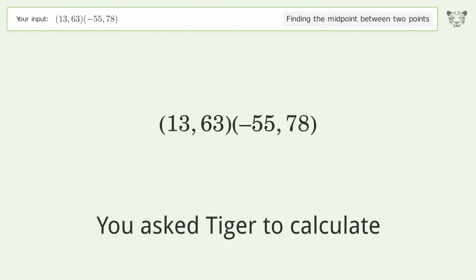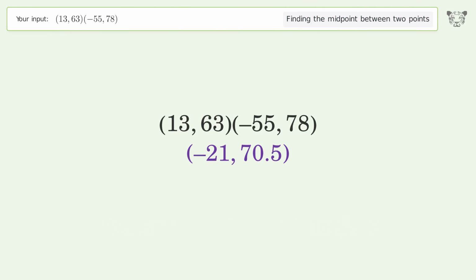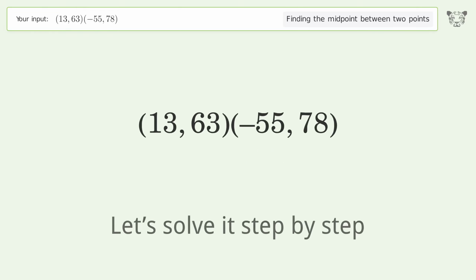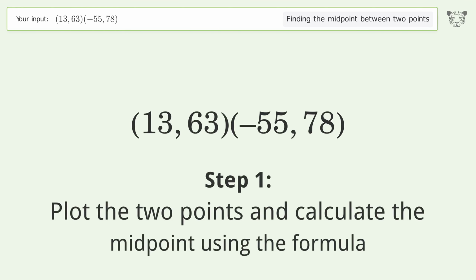You ask Tiger to calculate. This deals with finding the midpoint between 2 points. The midpoint between the 2 points is -21, 70.5. Let's solve it step by step. Plot the 2 points and calculate the midpoint using the formula.